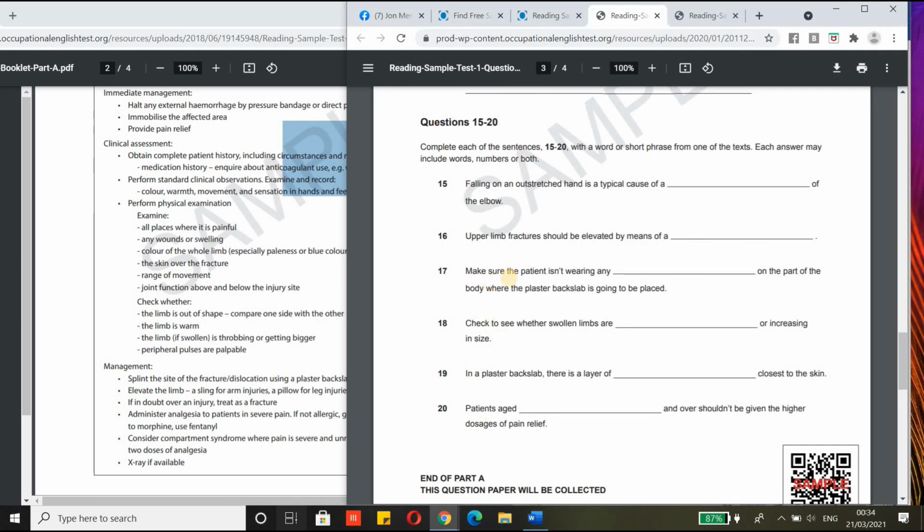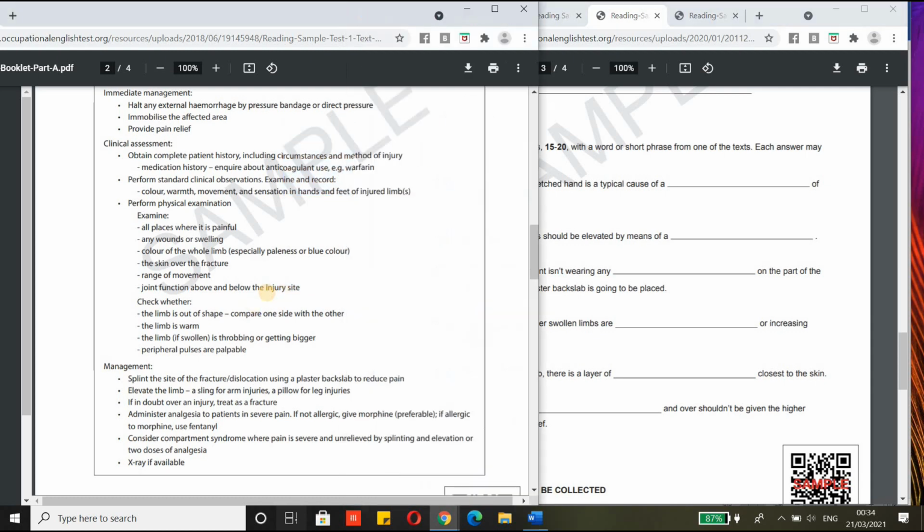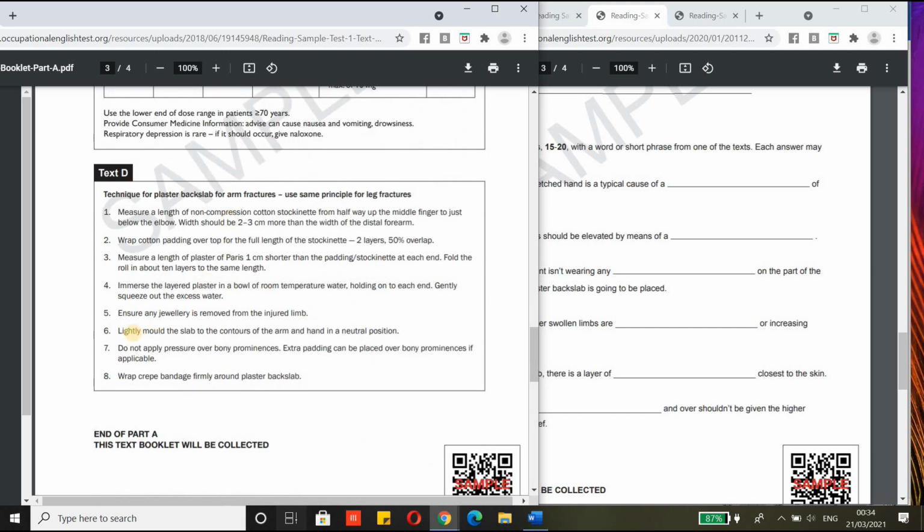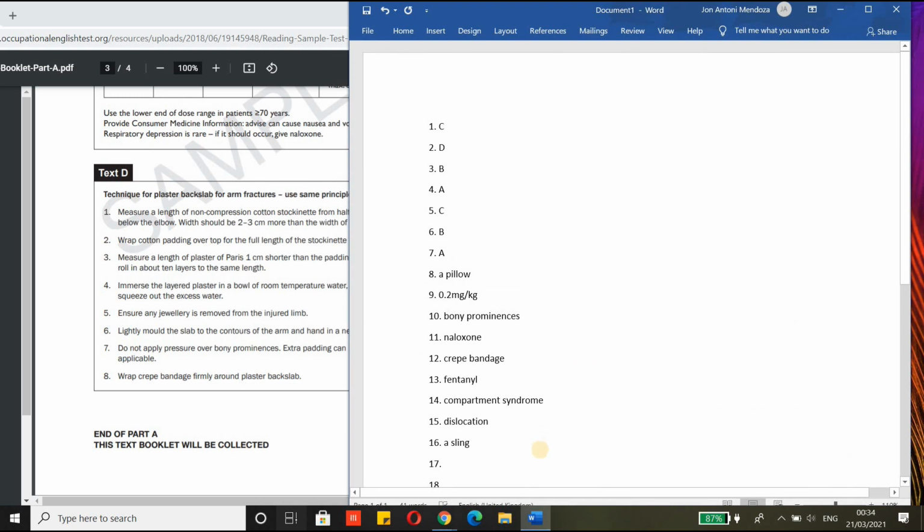And then 17, make sure the patient isn't wearing any blank on the part of the body where the plaster back slab is going to be placed. So it's all about the plastering. So there. Ensure any jewelry is removed from the injured limb. So jewelry. Just ensure the spelling is correct.